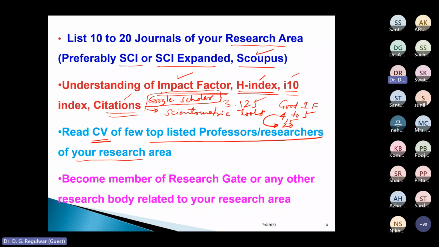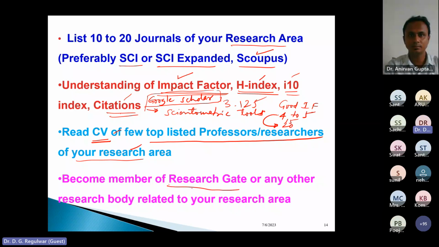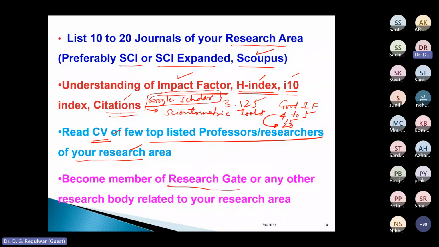Okay. Then of course we always tell the students, because they are beginners, to become members of ResearchGate or any other research body related to the research area, so that you can get a lot of information. Nowadays, of course, you can use ChatGPT, but being a researcher, you should use it very carefully.